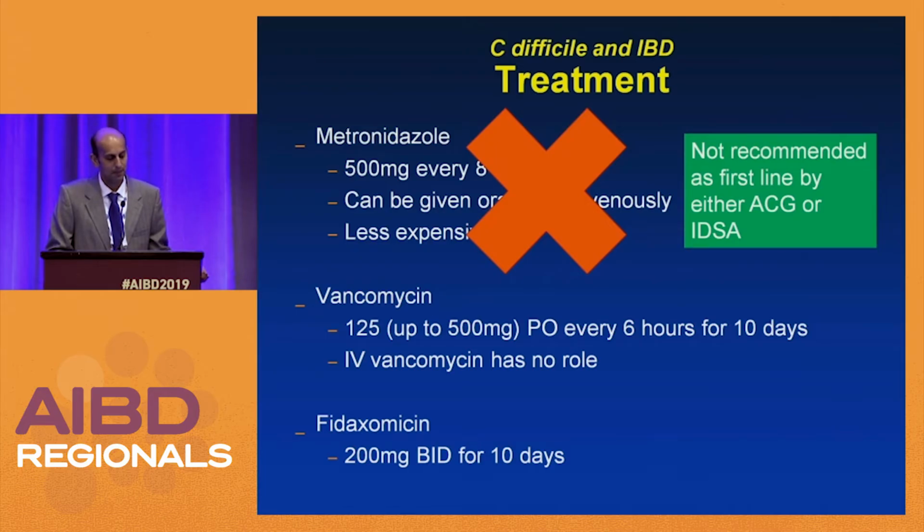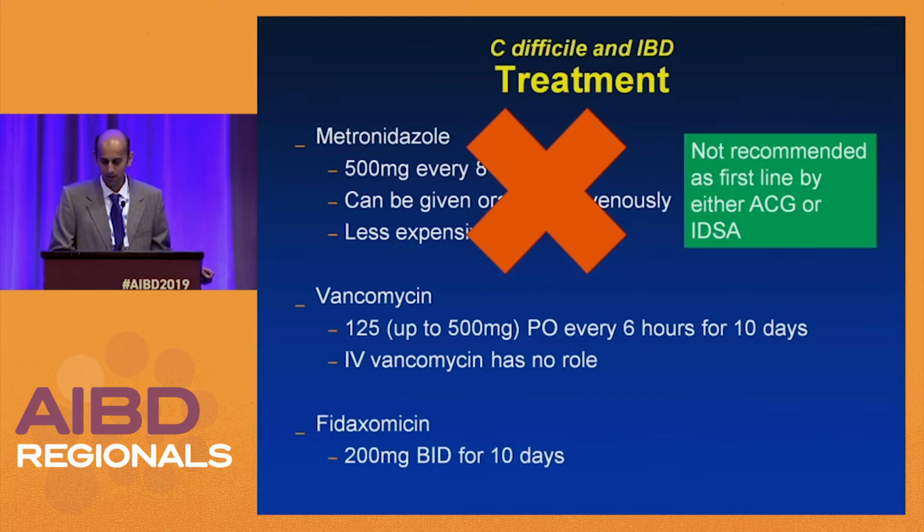First-line treatment is typically vancomycin, and I've written the dose there, 125 milligrams every 6 hours for 10 to 14 days. It's important that IV vancomycin has no role, and this comes up sometimes when your patient with IBD is hospitalized, on IV vancomycin for something else, and is now C. diff positive. That IV vancomycin is doing absolutely nothing for their C. diff. It does not get into the colon. It does not cover their C. diff. You need oral vancomycin for there to be a benefit for C. diff infection.